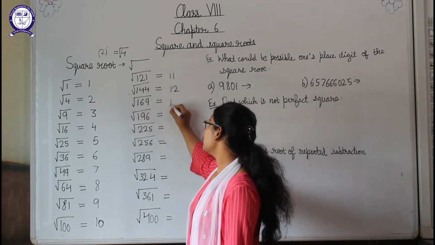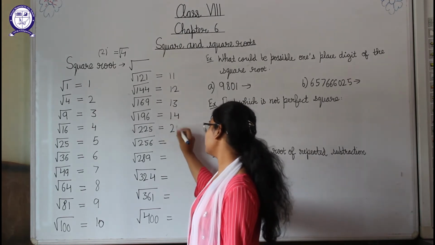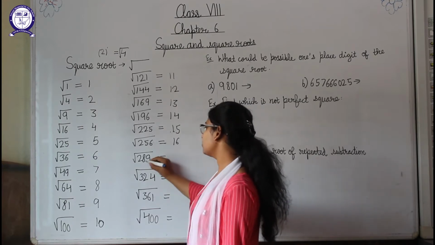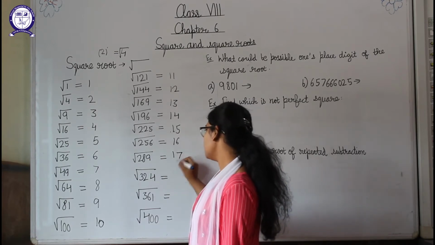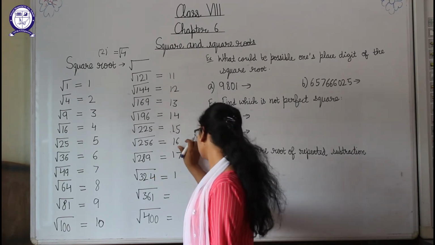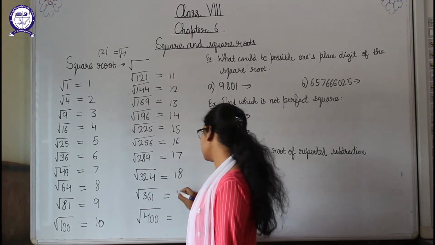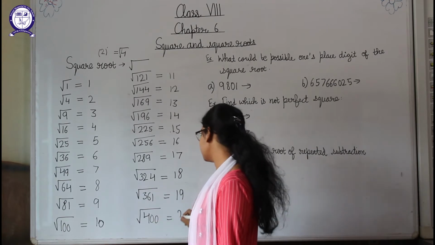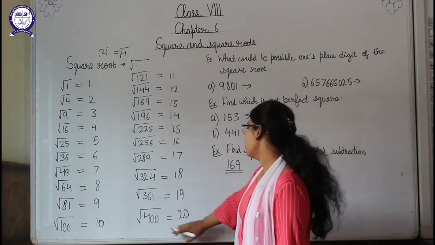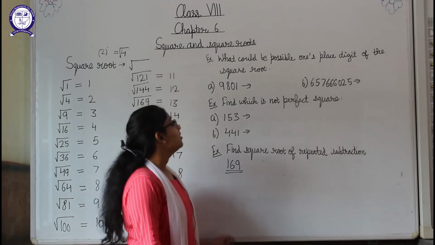Now the square root of 169 is 13, 196 is 14, 225 is 15, 256 is 16, the square root of 289 is 17, the square root of 324 is 18, the square root of 361 will be 19, and the square root of 400 is 20. So students, these are the square roots up to 400. Now we will do some exercises related to this.